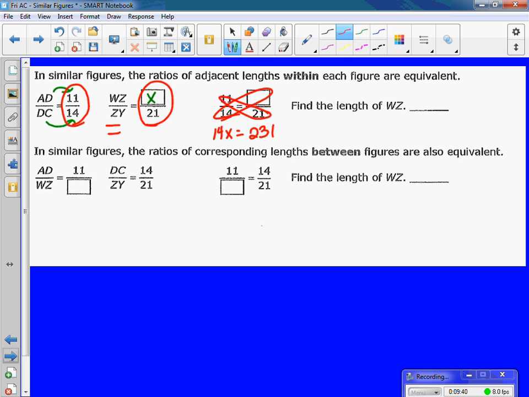So how do I solve that equation? To undo multiplication, I divide. So 231 divided by 14 gives me 16.5.